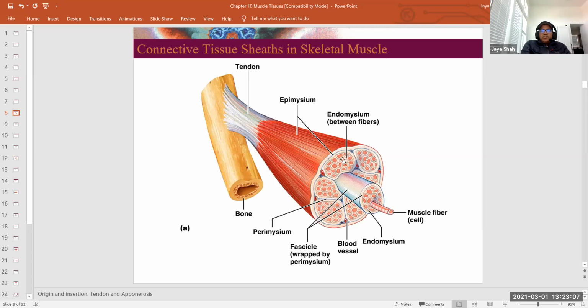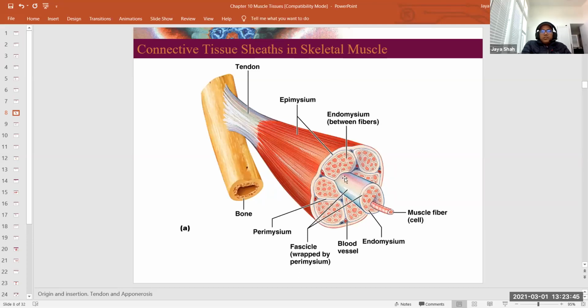Inside the epimysium, you can see there are bundles of muscle fibers, several bundles. And in between these bundles, you see veins, arteries, and nerves, blood vessels and nerves. Inside the epimysium there are bundles, around 7 or 8 bundles. Each bundle is called a fascicle. Okay.